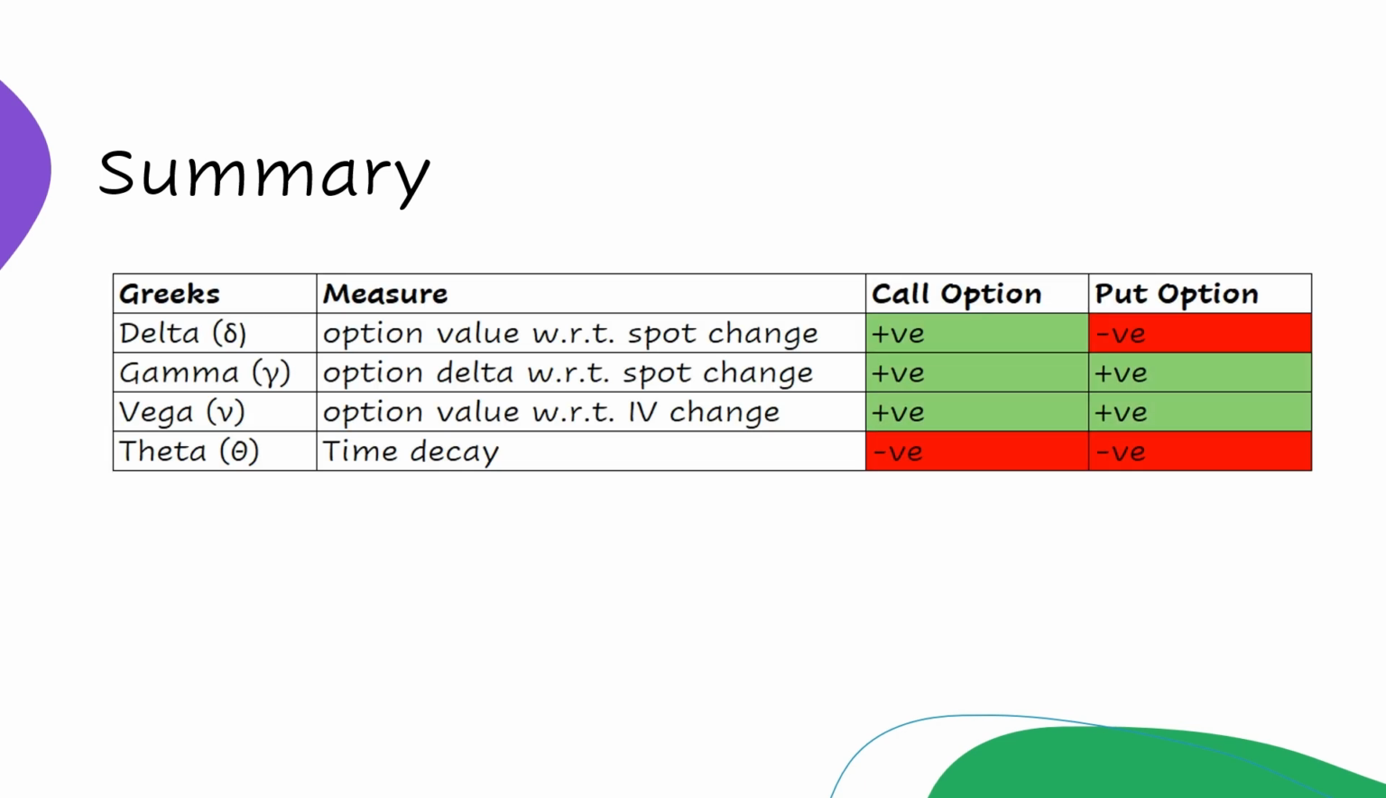As summary, option Greeks are measurements of some important properties of options. Here is the summary table. Delta is option value change with respect to underlying spot change. Gamma is option delta change with respect to underlying spot change. Vega is option value change with respect to implied volatility change. And theta is the time decay per day.